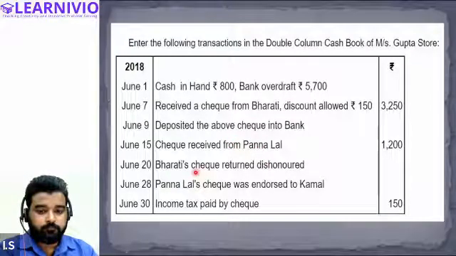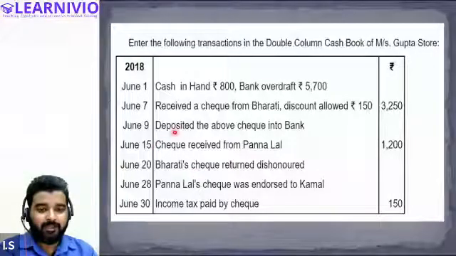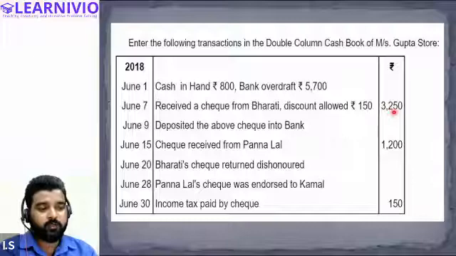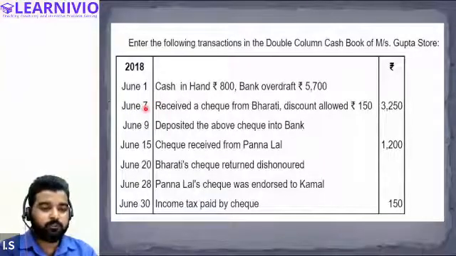See, first of all, on the 9th June we deposited the above check into the bank. So what is happening on 7th June? We have received a check from Bharti, right? With a discount allowed of 150, 3,250 rupees we have received in the form of check. But this transaction will not be entered anywhere because it is not affecting either the cash book or the bank in any manner.